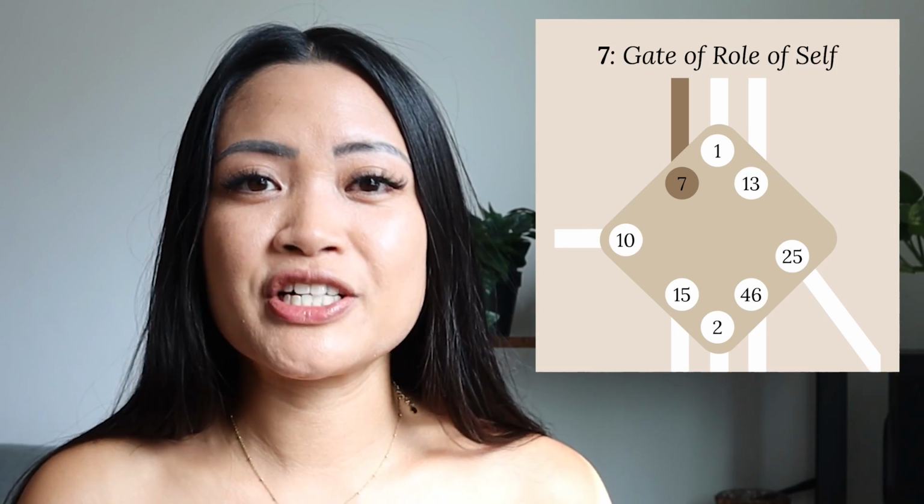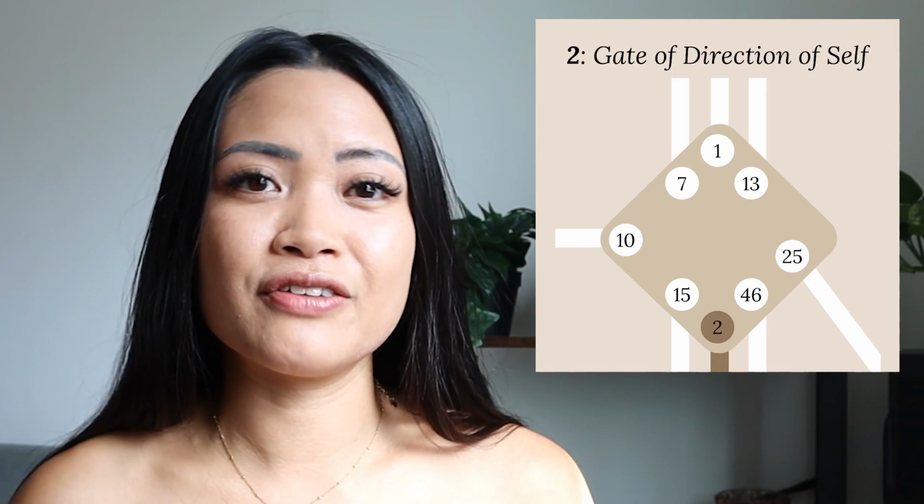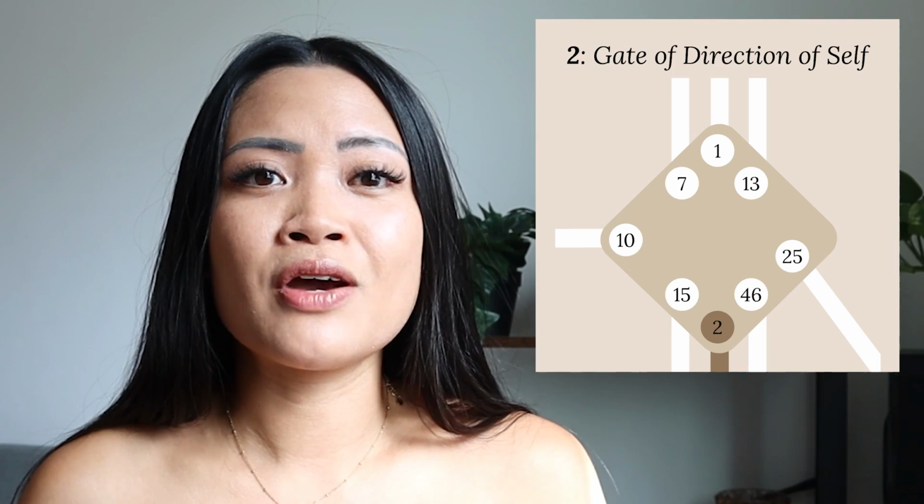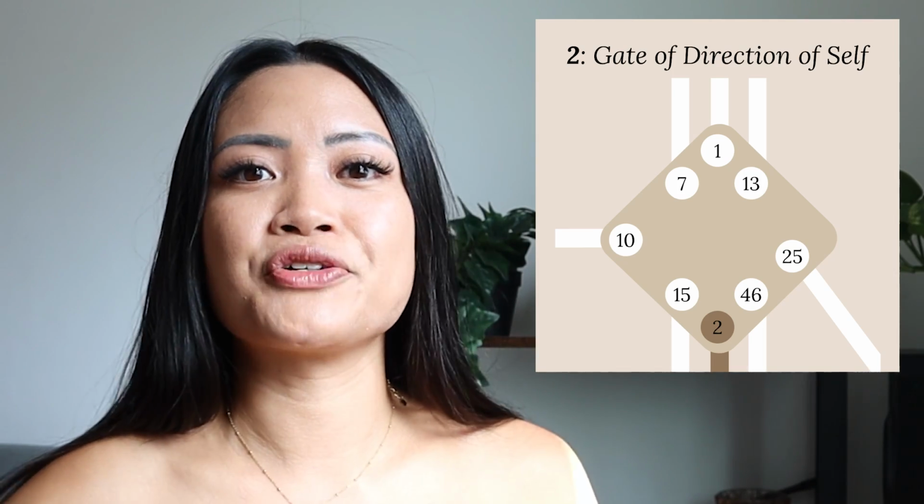And lastly, of the direction gates, we have gate 2, which is the gate of the direction of self, which is basically what people like to refer to as the director or the driver, because this is where the magnetic monopole sits in the body graph. And this is someone that has this natural sense of direction or vision, and they tend to have this strong inner GPS that moves them through life. Again, whether they listen to that or not is another story.